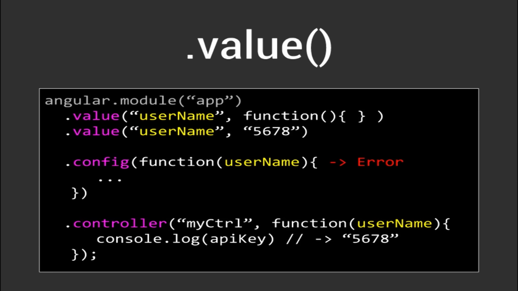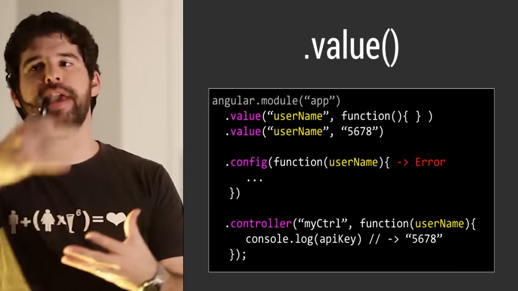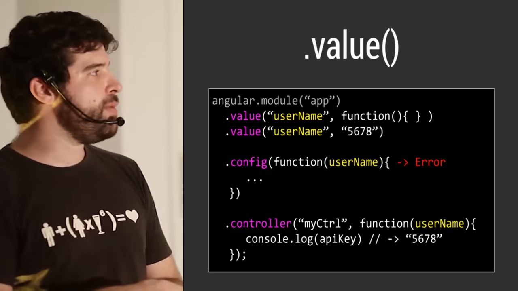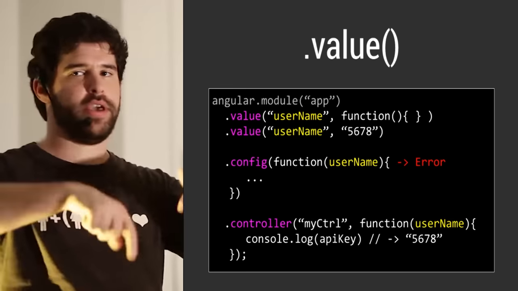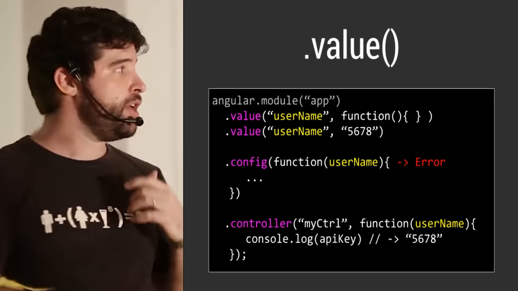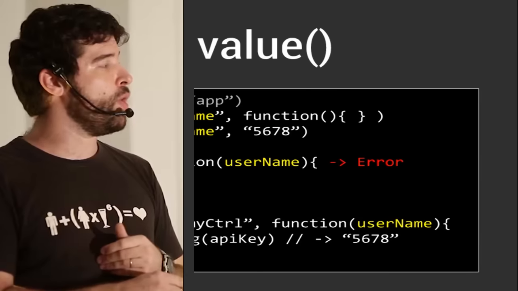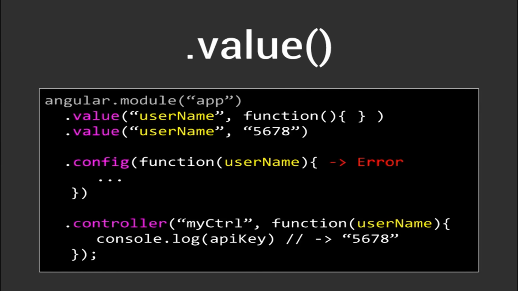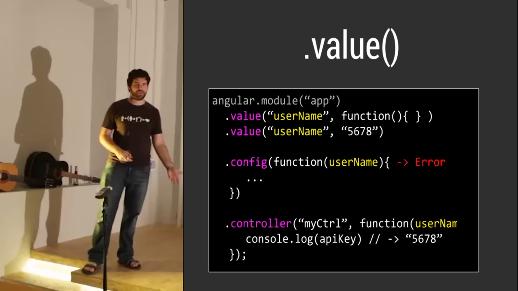It's really dumb. It doesn't have the ability to get injected with anything. What you give after the name is the actual value that will get injected later. You can't put dependencies here and have it inject things. You can't depend on anything else. It would just get an empty function, or like here, just the string 5, 6, 7, 8. And later in the config, if you try to inject it, you get an error, okay, like here. And if you use it, you will see 5, 6, 7, 8. So it's just dumb, just for dumb values that you want to inject.